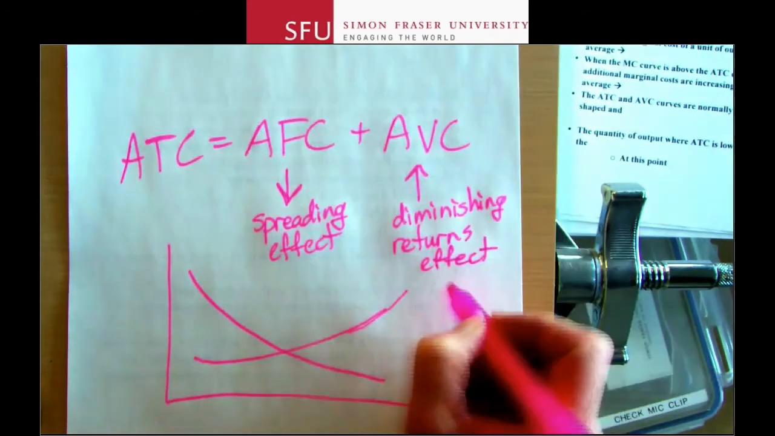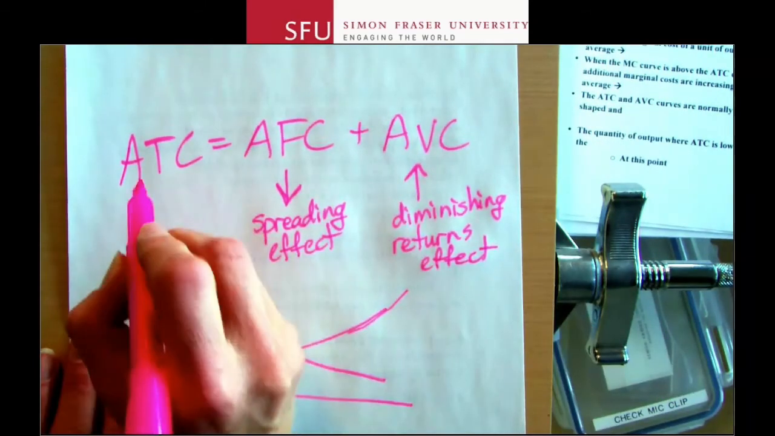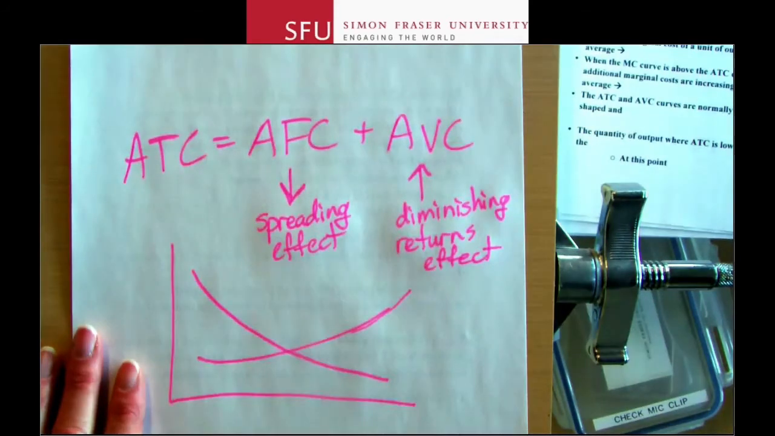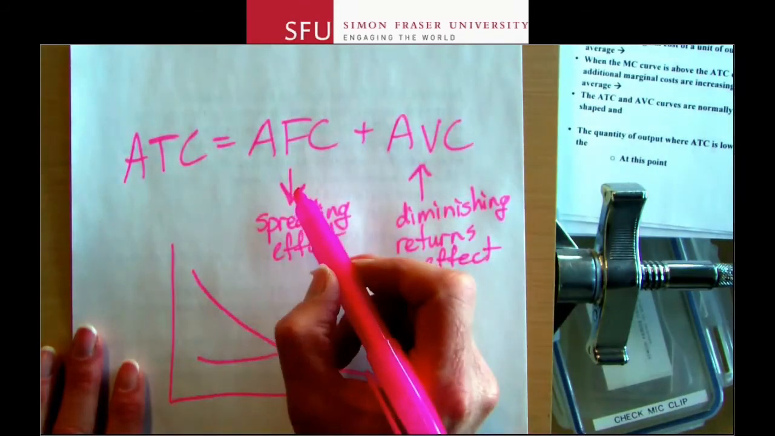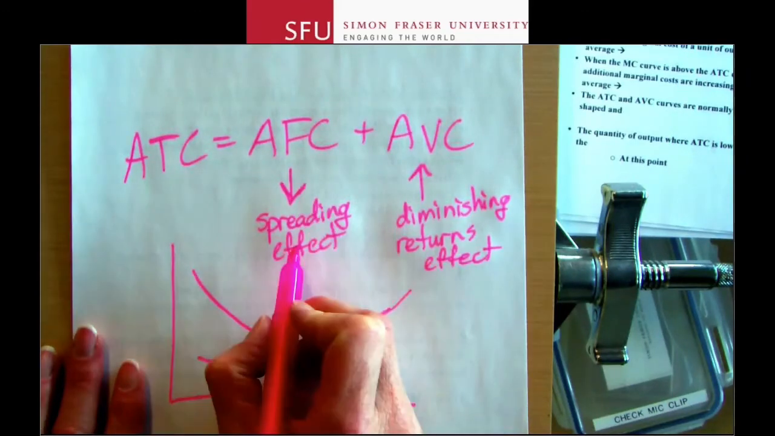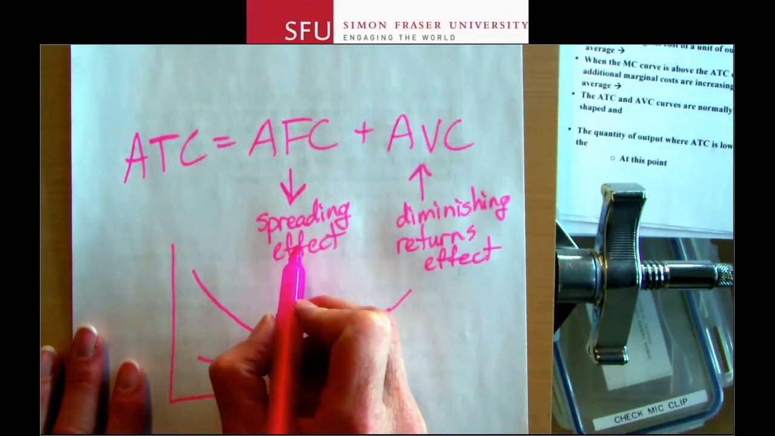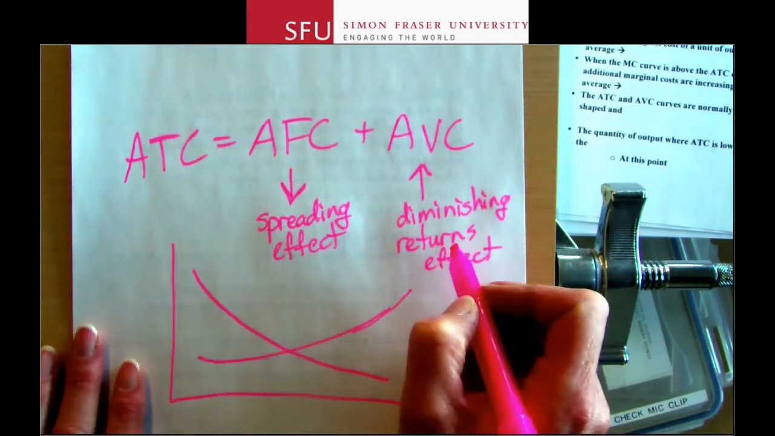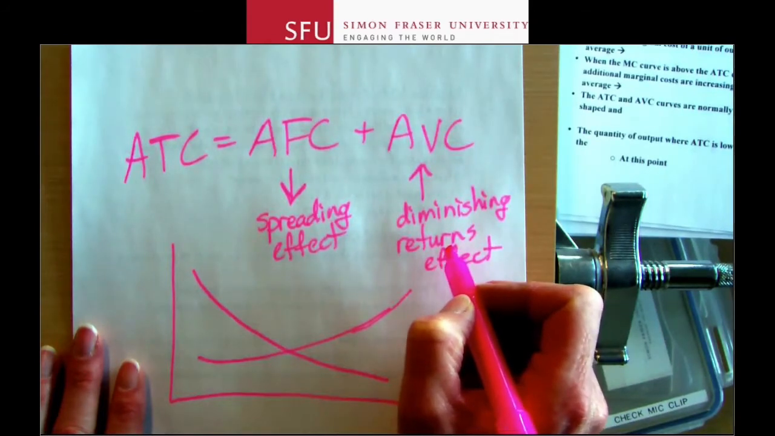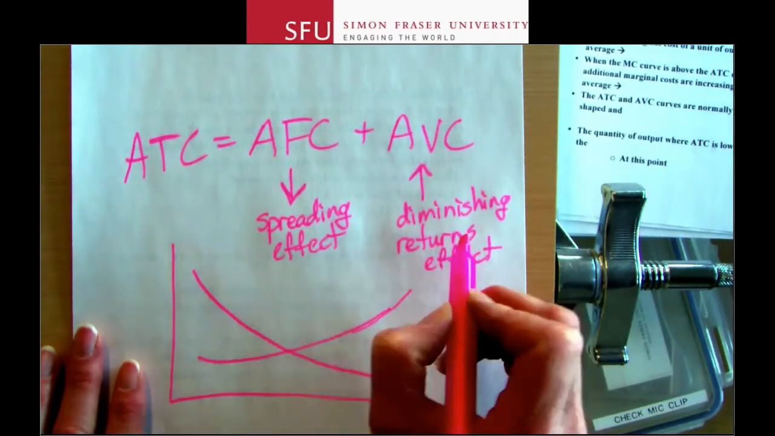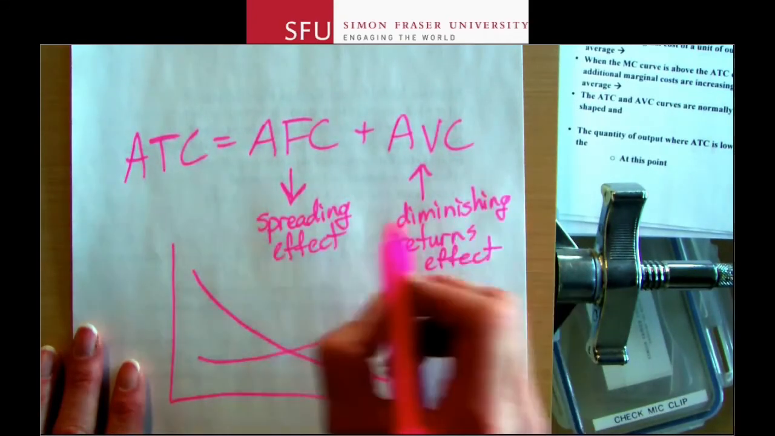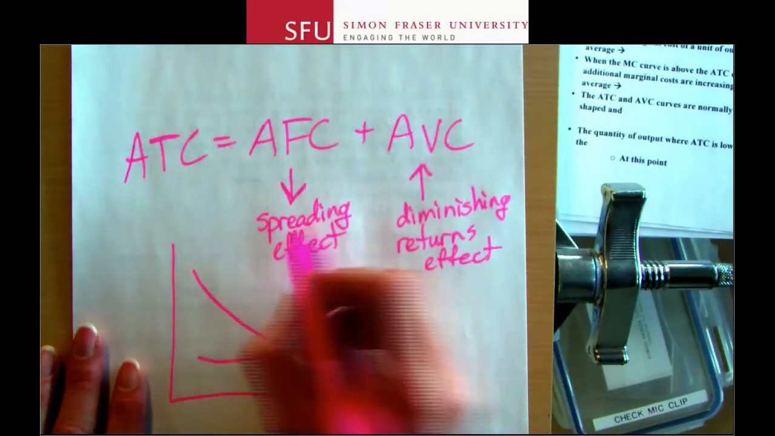And by effect, it's meaning effect on average total cost, which is important to you as a business, right? Because that affects your profit. So as you produce more and more, your average fixed costs go down. And so that will make your average total go down. But then at the same time, as you try to produce more and more, your workers who are sharing that fixed cost are becoming less productive, and that makes your wage costs go up. So that's the diminishing returns effect. So this brings your average total down, this brings your average total up.